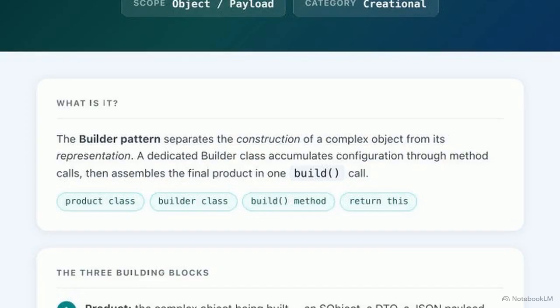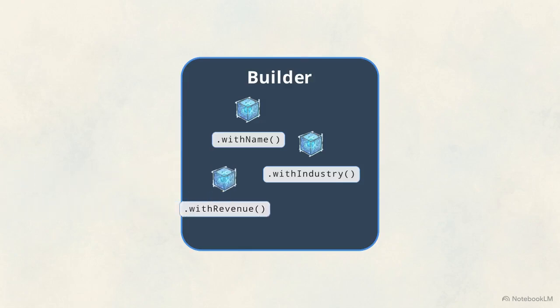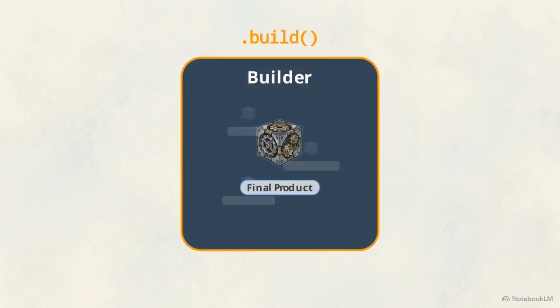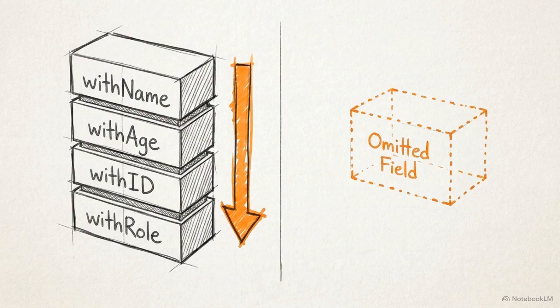As outlined in the research, the core philosophy is to separate the construction of a complex object from its final representation. Instead of instantiating the object directly, a dedicated builder class accumulates the configuration through a series of method calls, then assembles the final product at the very end. Because each method explicitly names the field it configures, the resulting code reads logically from top to bottom. Optional fields are simply omitted.